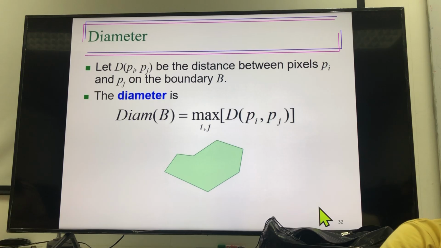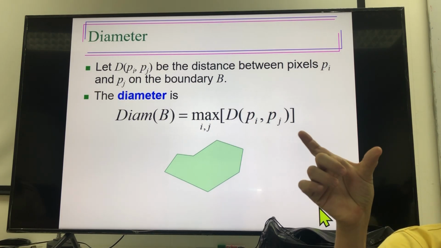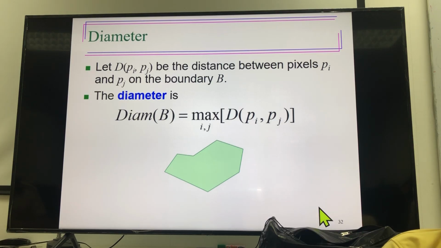Next is the diameter. The diameter represents the boundary, how big the object is. Diameter means the maximum distance between 2 points on the boundary. So you just measure between 2 points on the boundary, and that's the length of the diameter of the object. Okay, that could be another description.